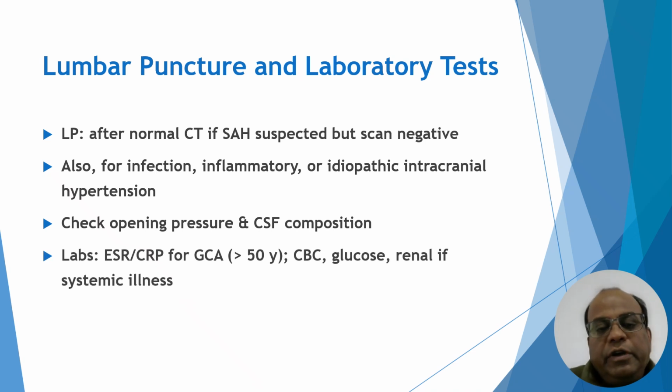And other laboratory tests like erythrocyte sedimentation rate and C-reactive protein are very high in giant cell arteritis, in those above 50 years of age. Also, you can do the common tests like complete blood count, blood glucose, and renal function if you suspect systemic illnesses.